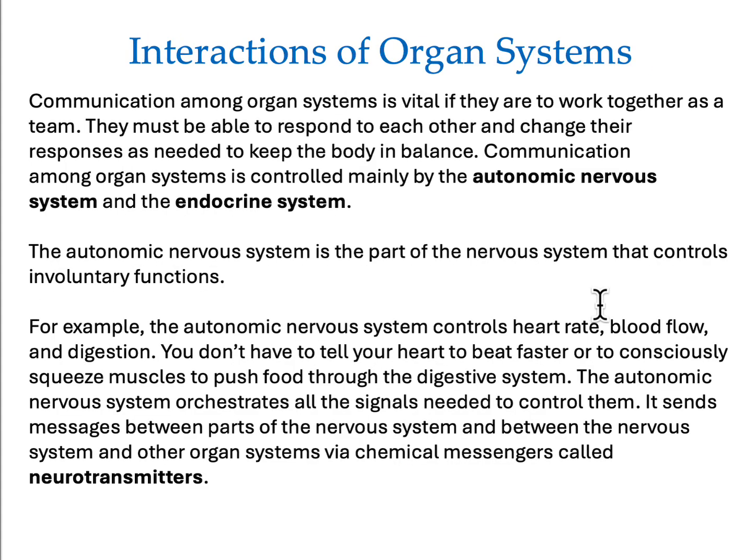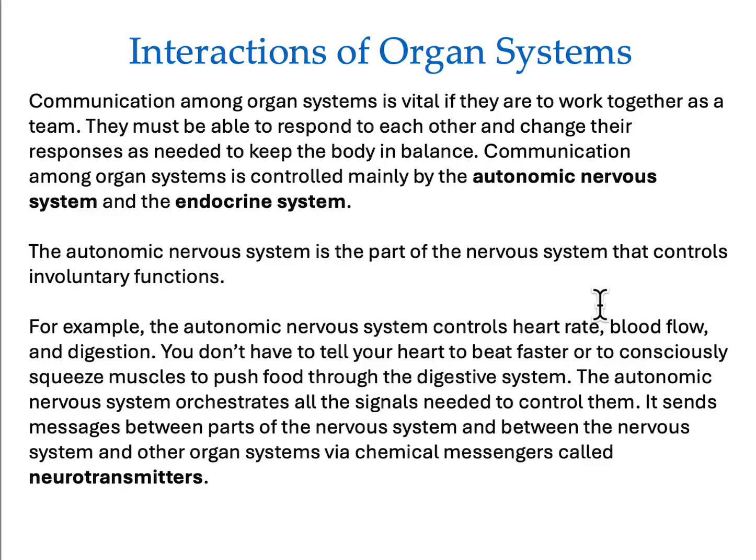Interactions of organ systems. Communication among organ systems is vital if they are to work together as a team. They must be able to respond to each other and change their responses as needed to keep the body in balance. Communication among organ systems is controlled mainly by the autonomic nervous system and the endocrine system.